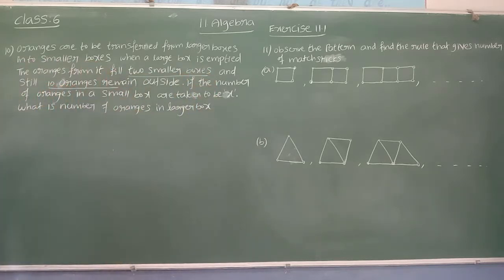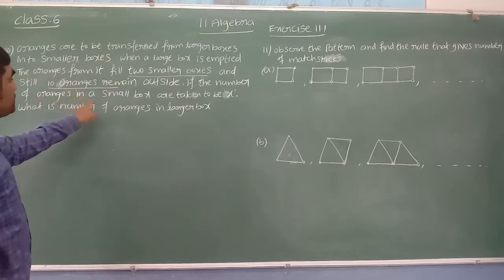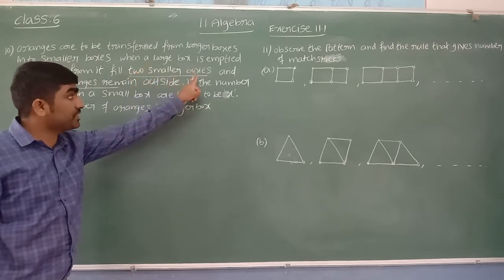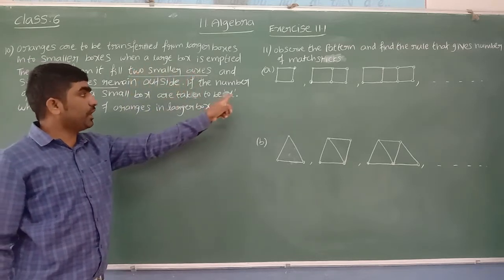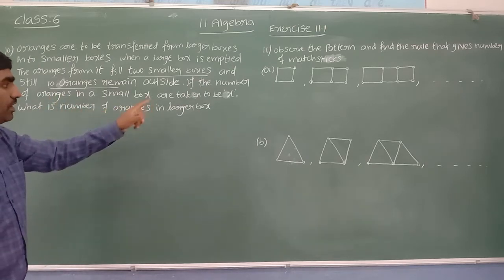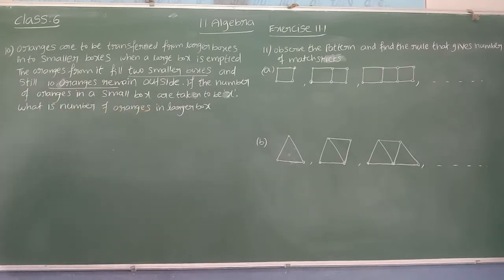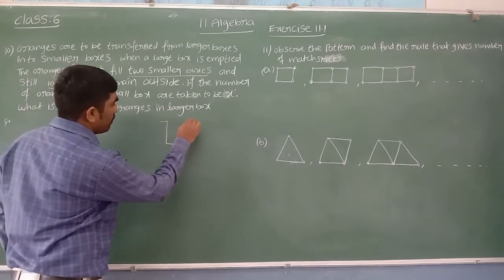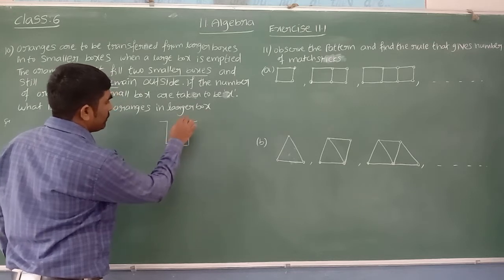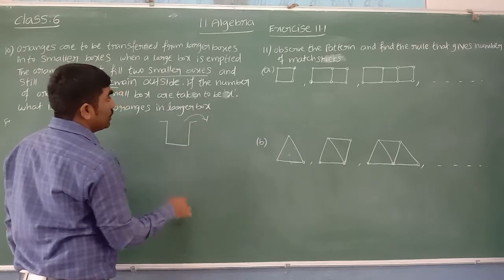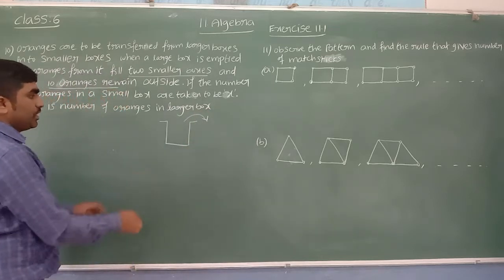If the number of oranges in each small box is taken to be x, we have two smaller boxes, each with x oranges. What is the number of oranges in the larger box? See the solution. They have one larger box, and from this larger box they are going to shift the oranges into smaller boxes. So they make it empty.